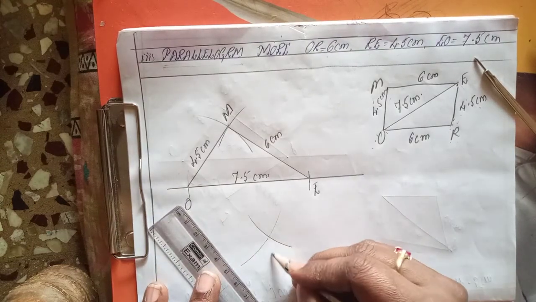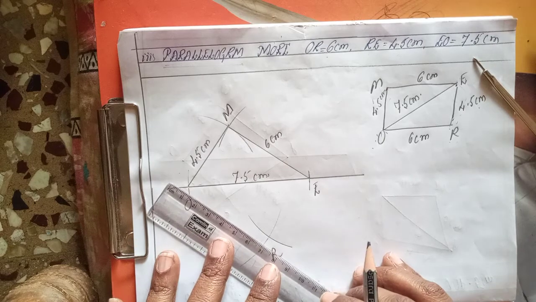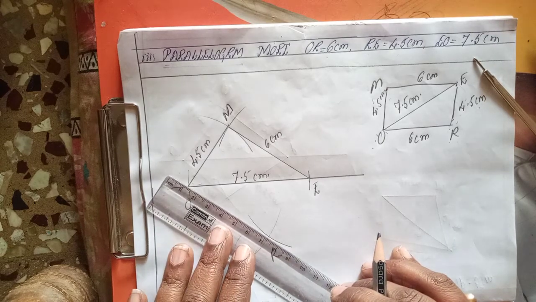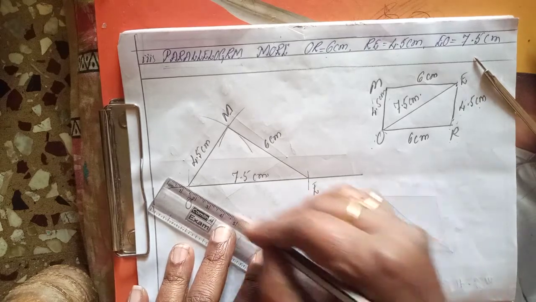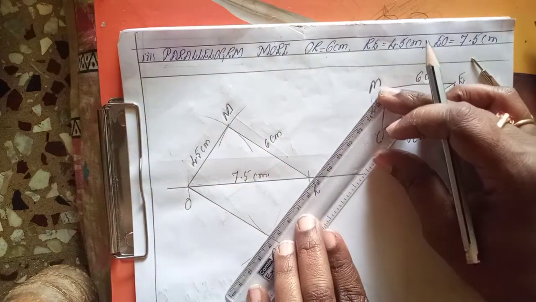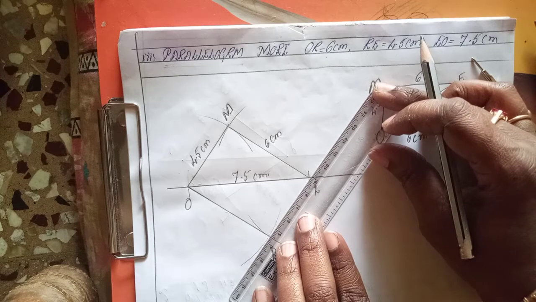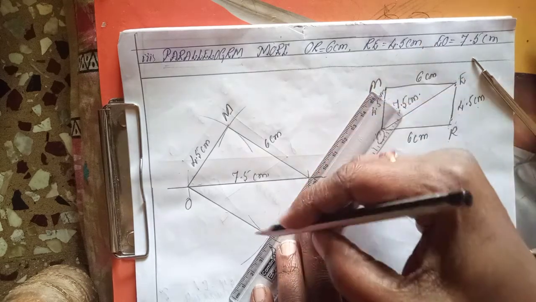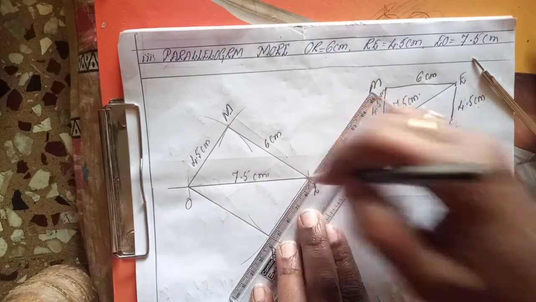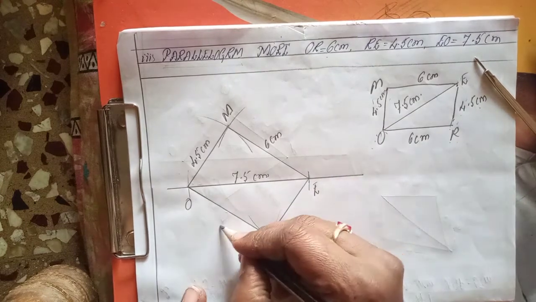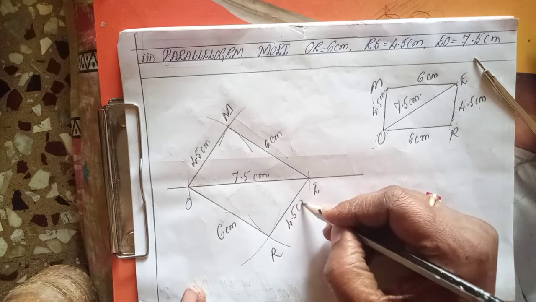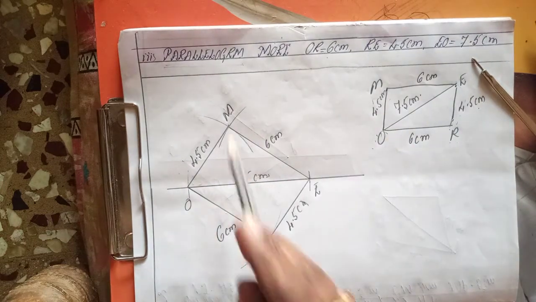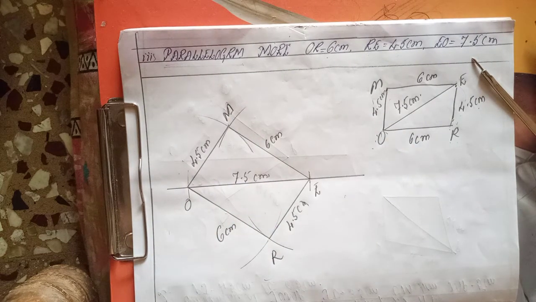Mark the point as R. Join RO and RE. And write the measurements. This is 6 centimeter and this is 4.5 centimeter. What we got? MORE is the required quadrilateral, a parallelogram.